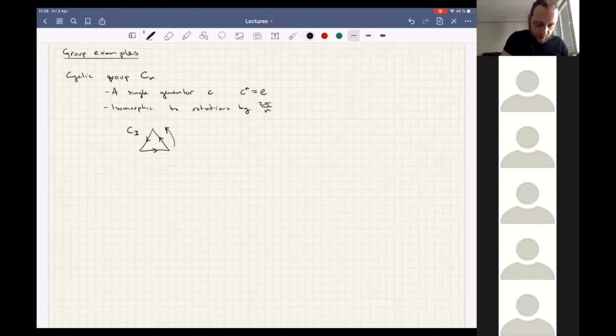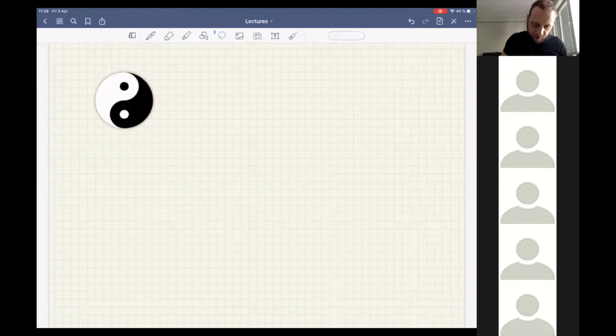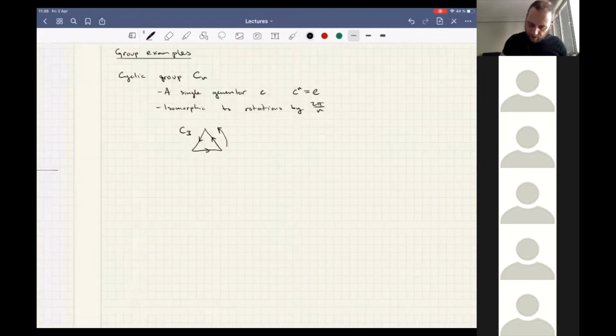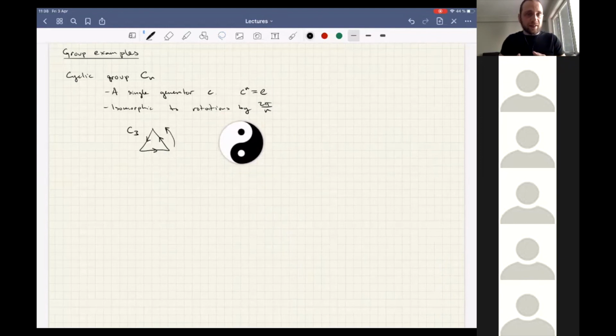Another example I prepared a little bit here beforehand is this. If you consider this yin-yang symbol, and we consider also the case that, let's disregard the colors. Let's say that we do a rotation and the flip of the colors. Then the symmetry group of this is C2. Because you do a rotation by pi and you flip the colors. The symmetry group is then going to be C2, because if you do that again, you end up with the same figure.